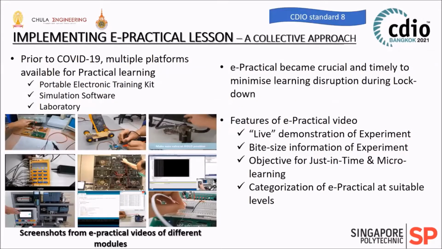Prior to COVID-19, my school had put in place several platforms available for students to do practical learning. These include portable electronic training kits, simulation software, and equipment in the laboratory. As explained earlier, lockdown prevented students from coming to campus for all lessons, including practical. The use of e-practical videos became crucial and timely to minimize learning disruptions during lockdown. The features of the e-practical videos are live demonstrations of experiments, bite-sized information of the experiment, objectives for micro-learning, and categorizations of e-practical at suitable levels.